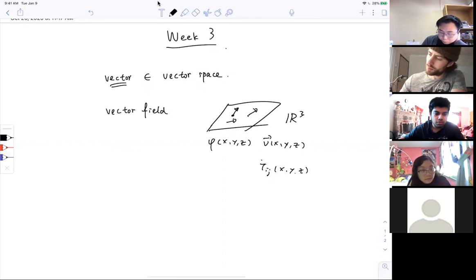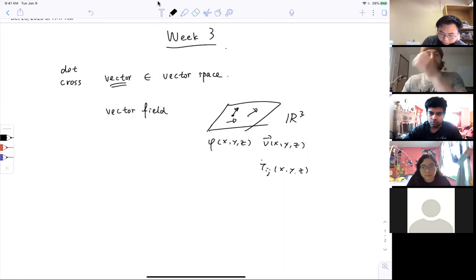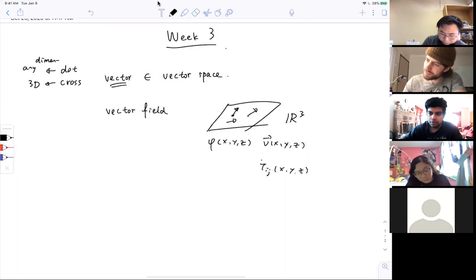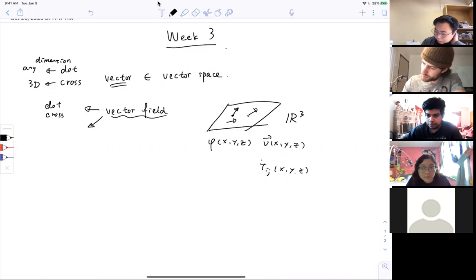So for vectors, we can do some operations, for example, the dot product and also the cross product for 3-dimensional vectors. The cross product is for 3D; the dot product is for any dimension. Definitely, we can do similar things for the vector field. We can also do the dot product and the cross product. Because there's a spatial dependence in the vector field, we can also do a differential operation.